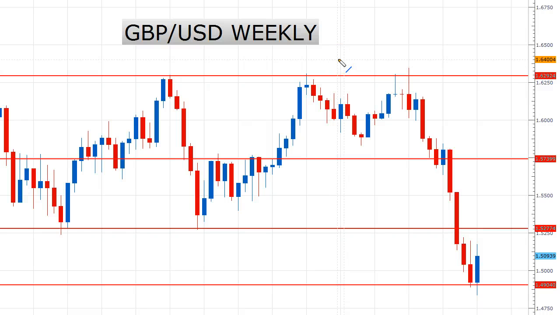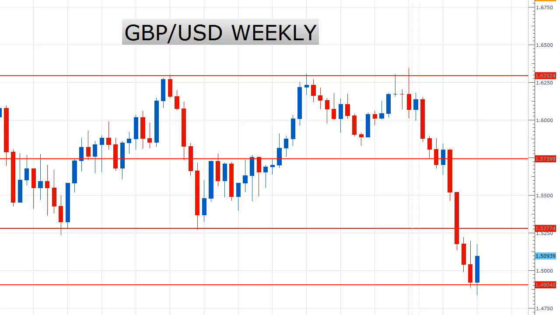There's not really a lot of major support zones below here, because the price is not down there very often, so there's not a lot of building of clusters of support and resistance. So it could easily fall from a technical standpoint, fall very low, and not have to deal with a lot of major levels that could hold price up.